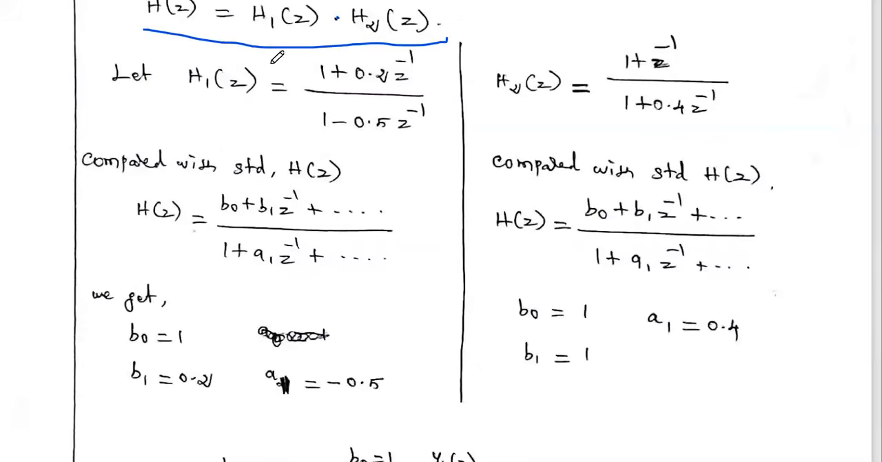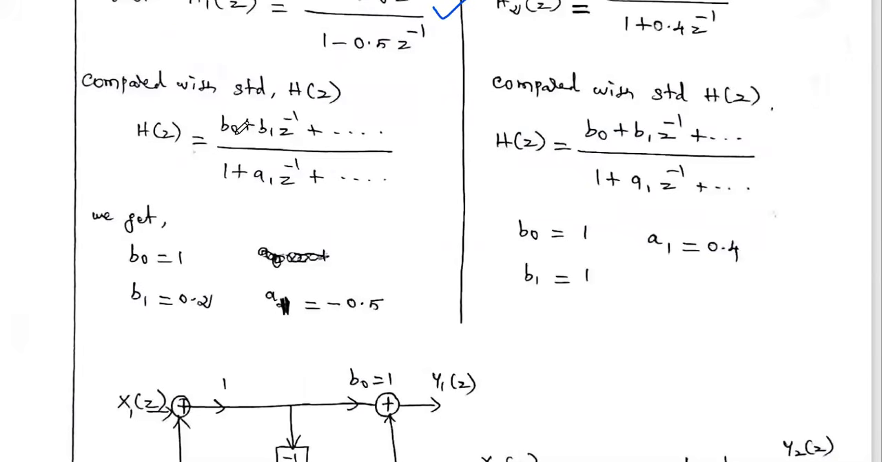If we want to draw the direct form 2 diagram for this H1(z), you already know the method. You compare this H1(z) with the standard H(z) equation. What is the standard H(z)? B0 plus B1 z inverse plus B2, etc.